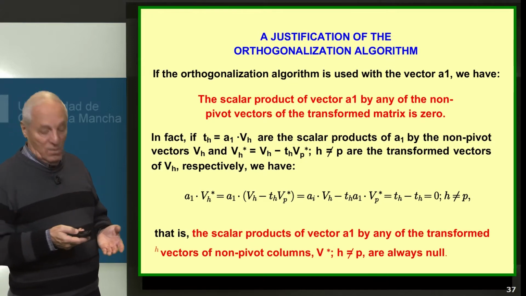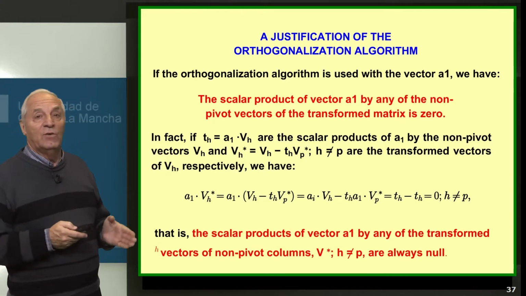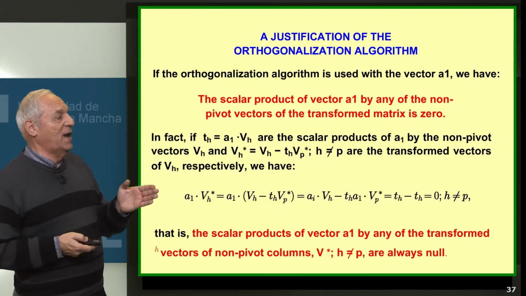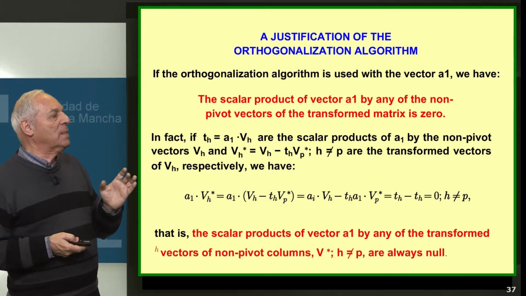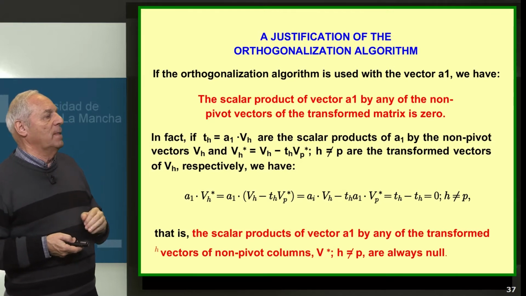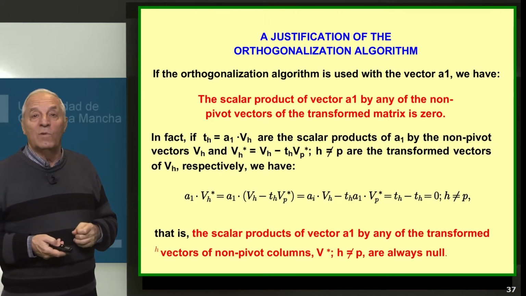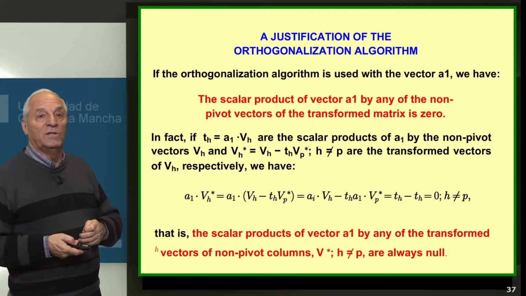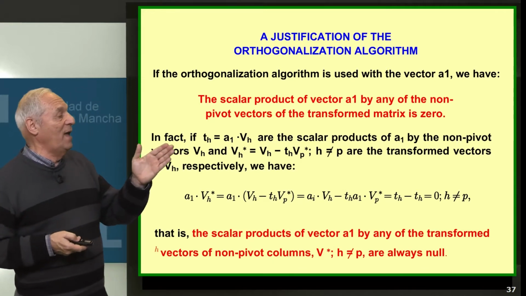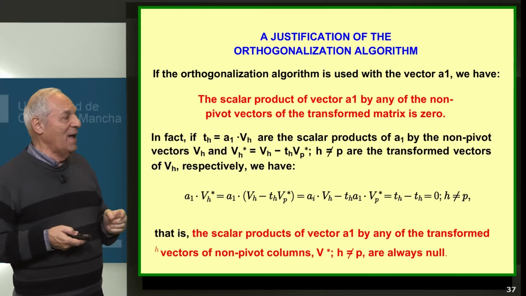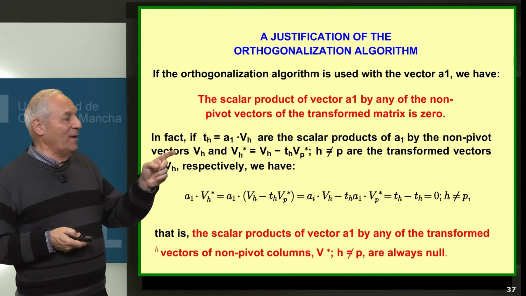First, let's denote as th the scalar product of vector A1 by the non-pivot vh. How do you get the transformed non-pivot column? The transformed non-pivot column vh* is equal to the initial one, that is vh, minus its scalar product, that is, th, times the transformed pivot, which is vp*.